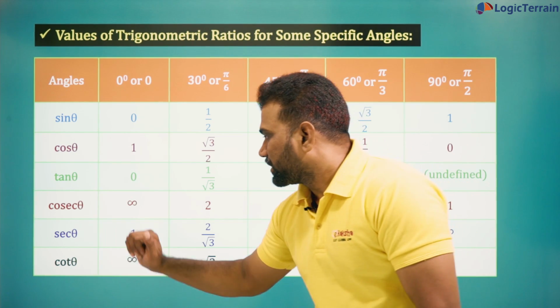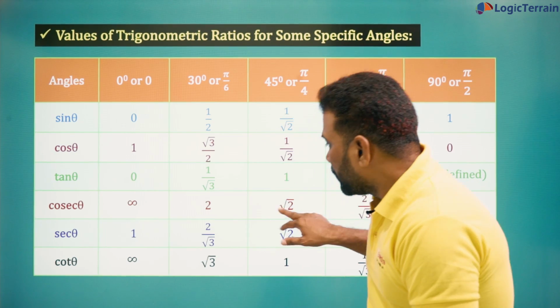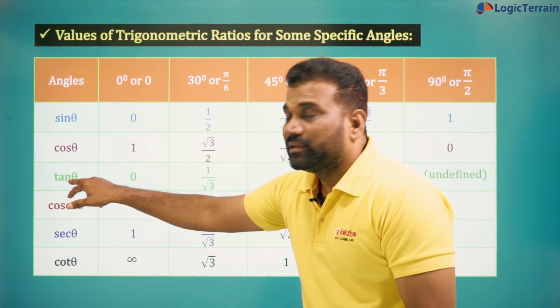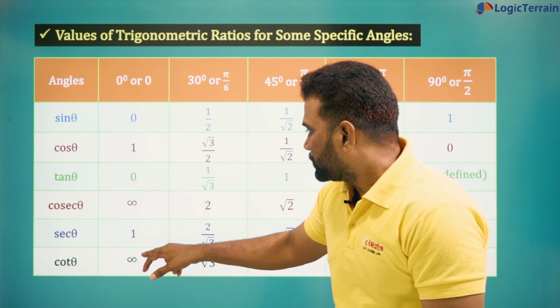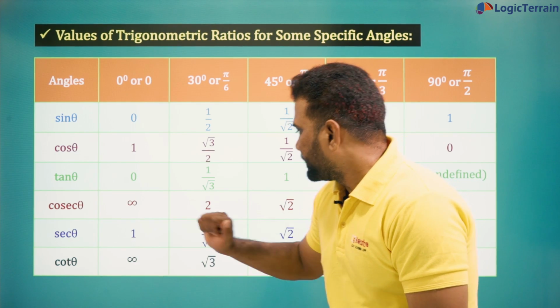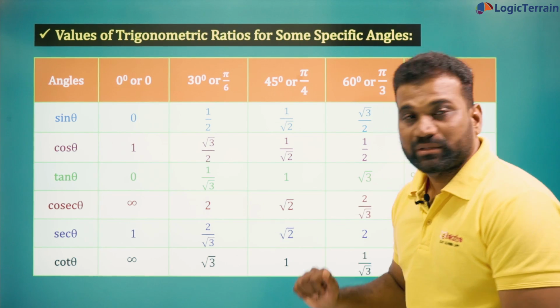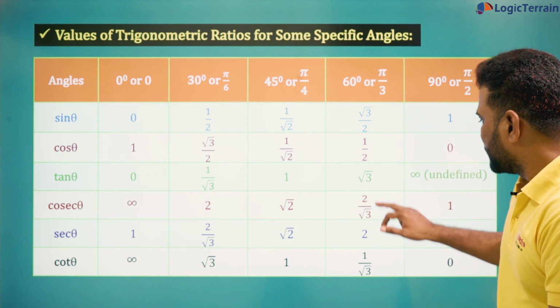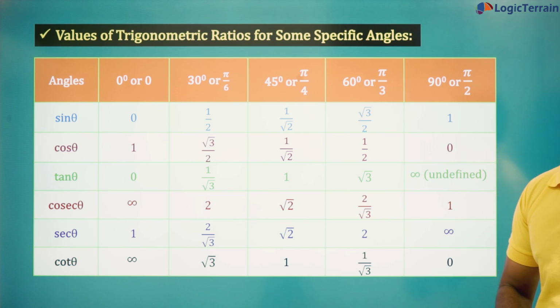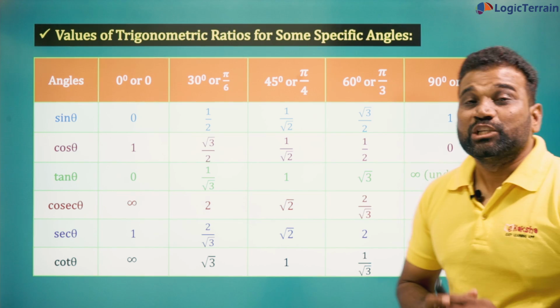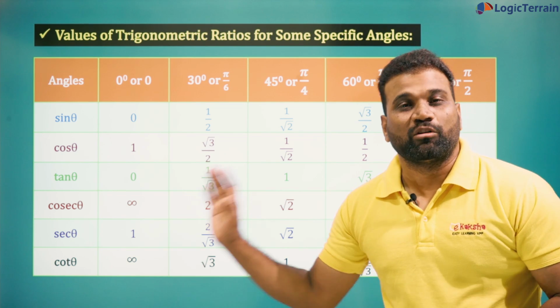And finally cot, you can divide these two or you can take the reciprocal of tan. Either way you get the same. If you divide these two, infinity by 1, infinity; this by this, that is square root 3; this by this, 1; this by this, 1 by square root 3; this by this, 0. Got it? So this way you can remember all these values easily.